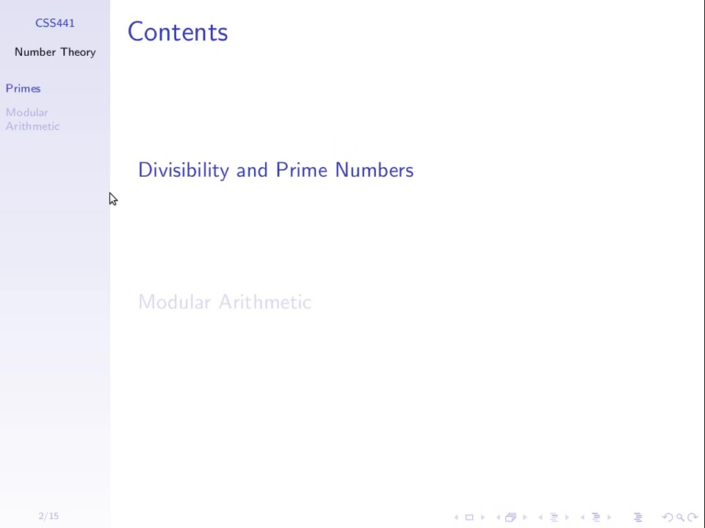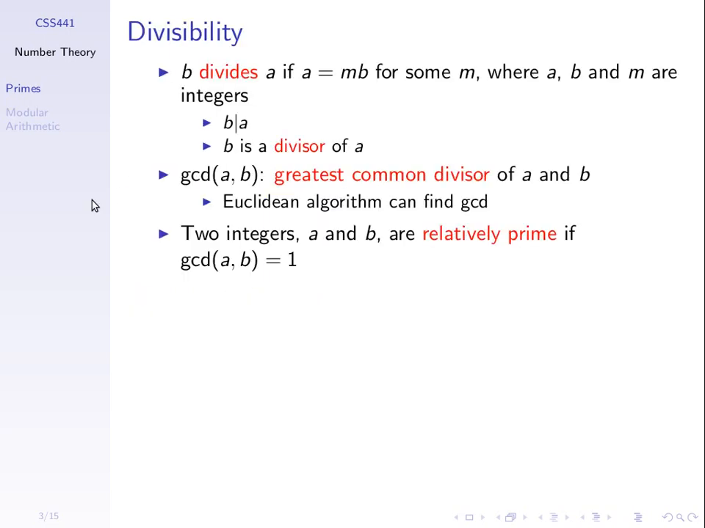We'll start very simple. We'll talk first about divisibility and prime numbers, and I think you learn even in primary school that we can talk about one number dividing another number. So we can say B divides A if there's some integer m such that when we multiply by B, we get A. Right? That is, if we can divide and there's no remainder, we say B divides A. And we talk about divisors.